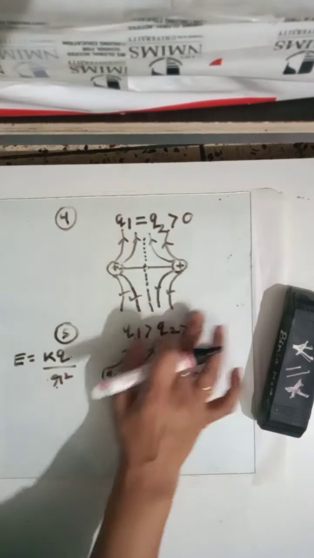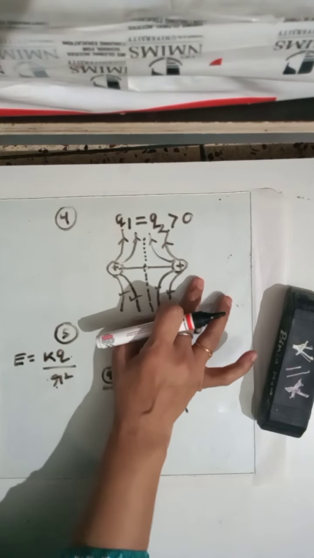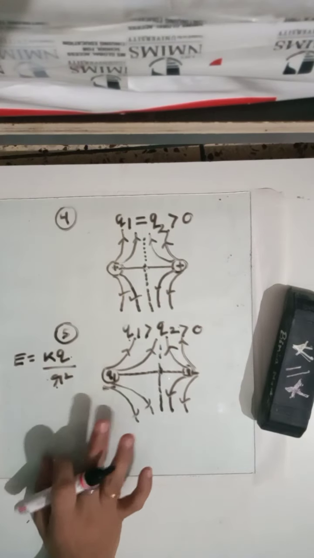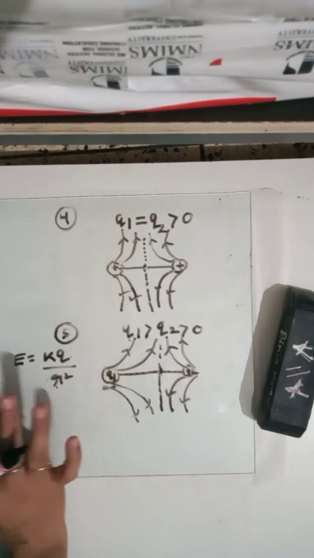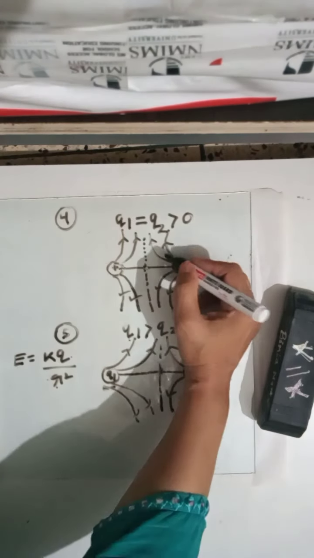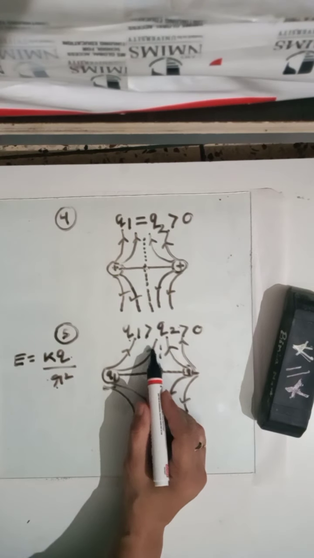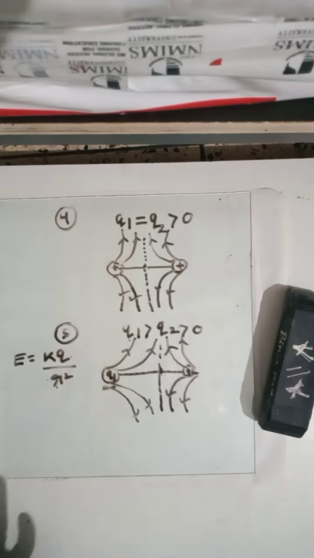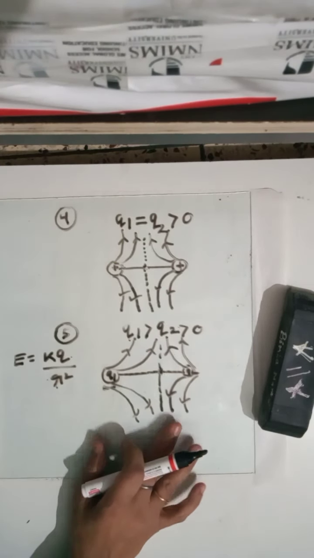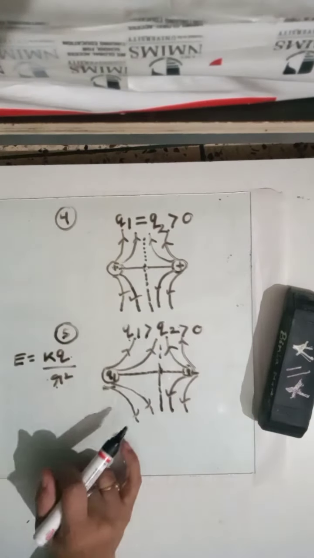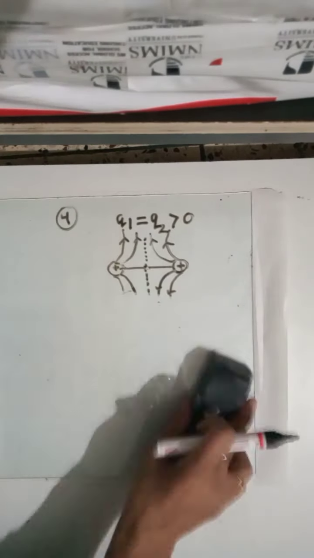Similarly, as we draw the electric lines of forces due to the positive charge, in the same way we can draw electric lines of forces due to the pair of negative charges. Only the difference is that now the arrows are directed towards the charges. In the positive charge, arrows are away from the charges. In the negative charge, the arrow will be towards the charge.